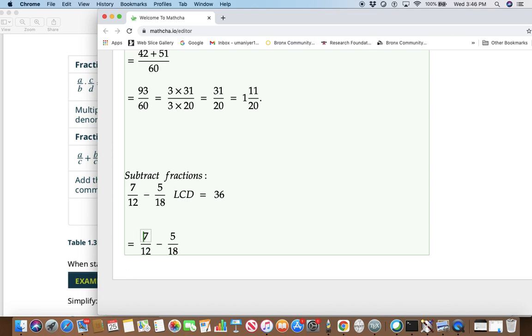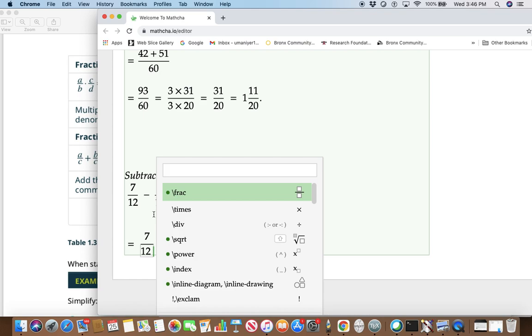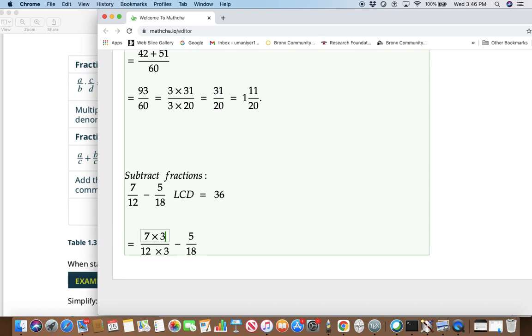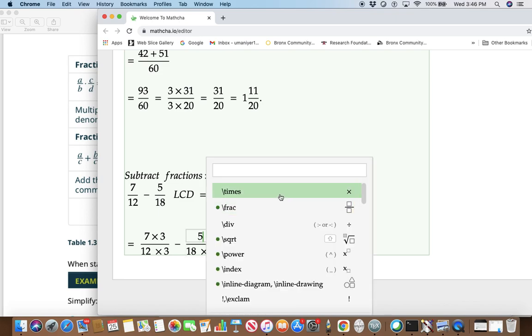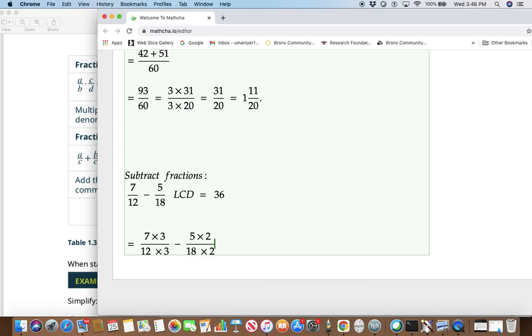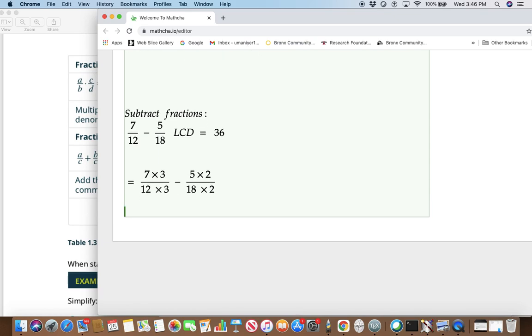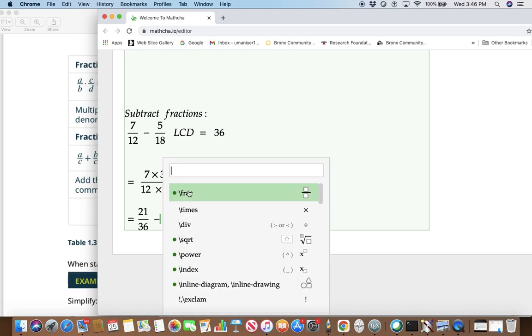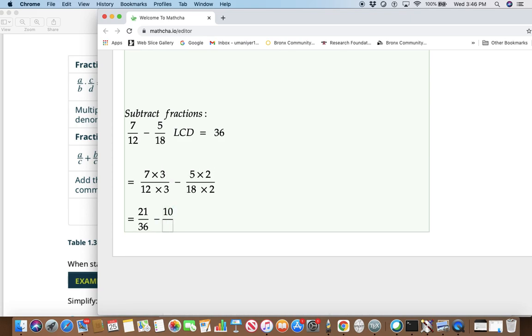Alright. So this is 12 times 3 is 36. Whatever I multiply to the denominator, I multiply to the numerator. 18 times 2 is 36. Whatever I multiply to the denominator, I multiply to the numerator. So this gives me the fraction 7 times 3 is 21, 12 times 3 is 36, minus the fraction 5 times 2 is 10, 18 times 2 is 36.